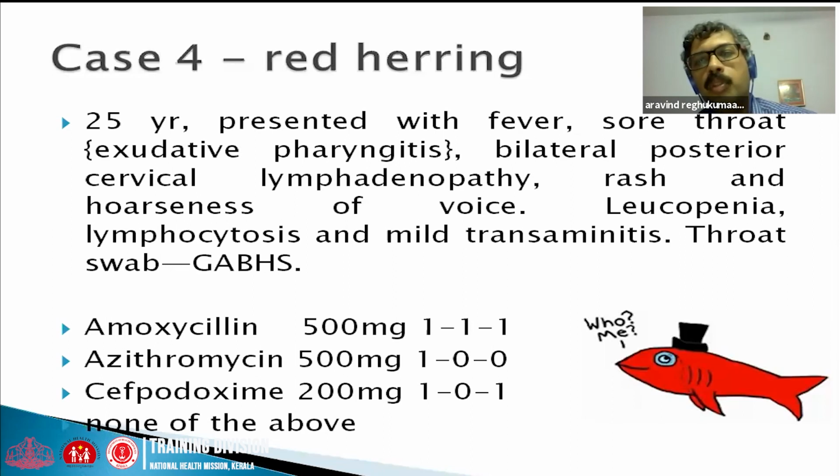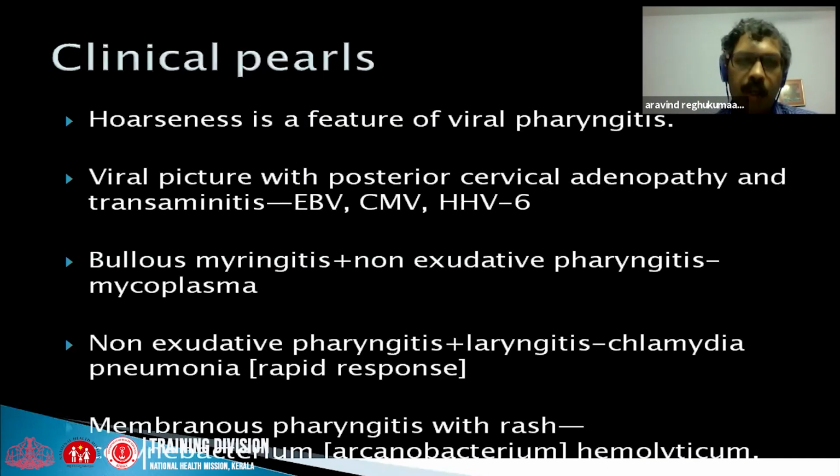Streptococcal throat carriage requires treatment only in certain situations, like a community outbreak of GAS infection, or an outbreak of rheumatic fever or streptococcal glomerulonephritis, etc. In this case, posterior cervical nodes, rash, and hoarseness of voice point towards a viral etiology and do not require any antibiotic. So these are certain clinical pearls. Hoarseness is a feature of viral pharyngitis. A viral picture with posterior cervical nodes and transaminitis, think about Epstein-Barr virus infection, cytomegalovirus infection, or HHV6. So this is very important.